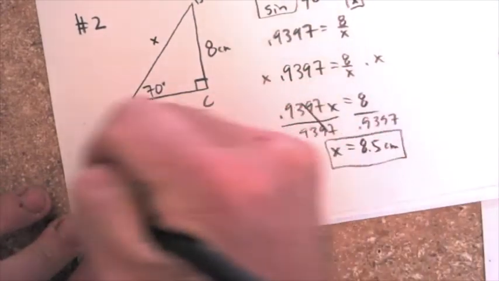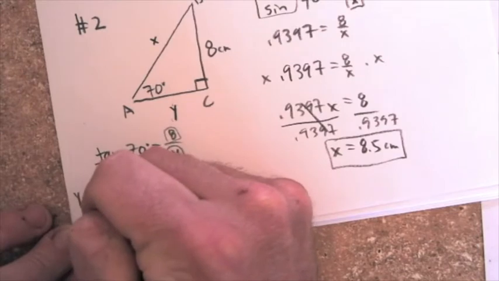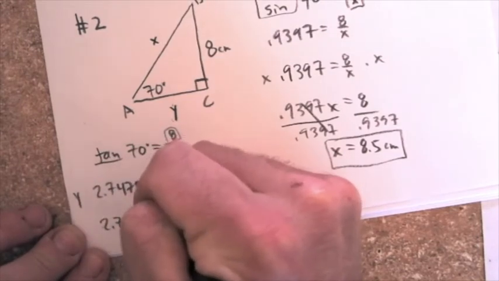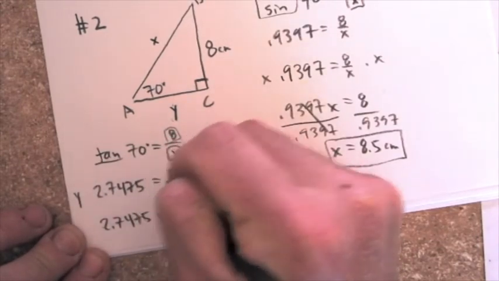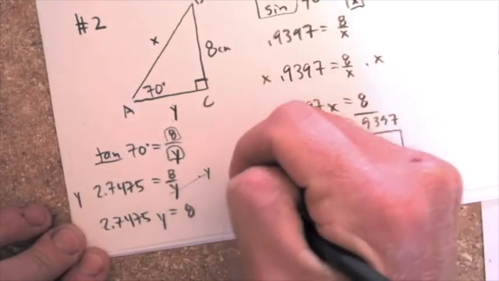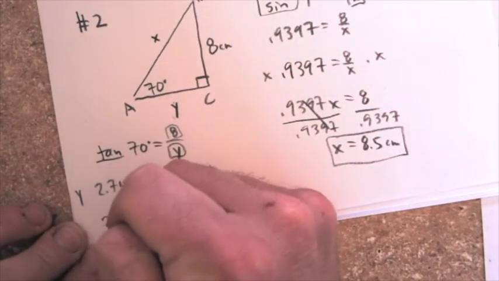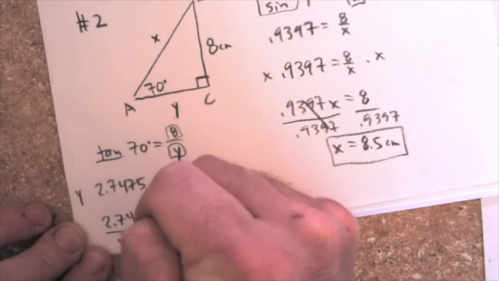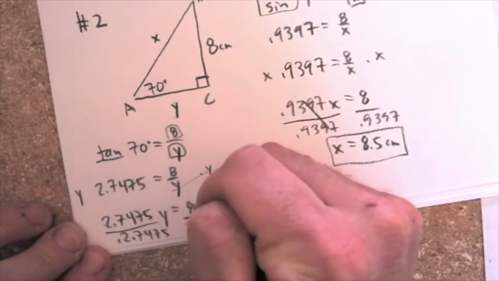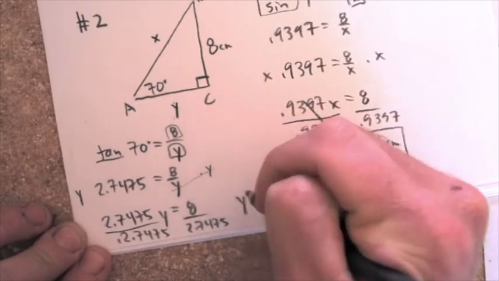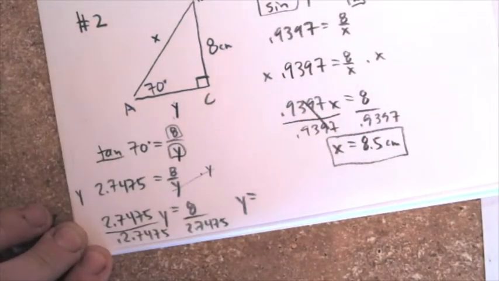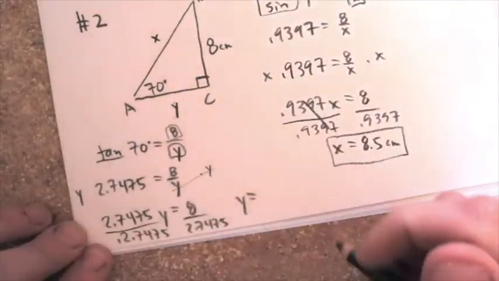Multiply each side by y. So 2.7475y equals 8, because these y's cancel. And then divide each side by 2.7475. Okay, so you wind up getting y equals 8 divided by 2.7475. I'm getting 2.9.